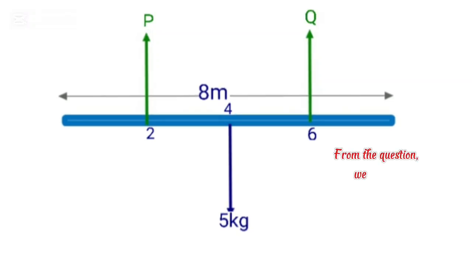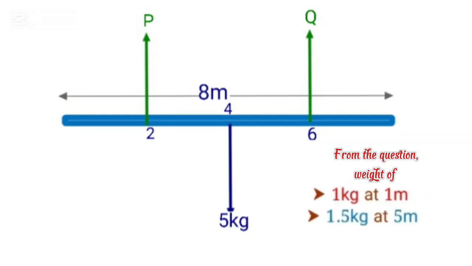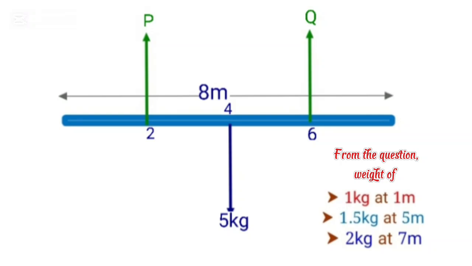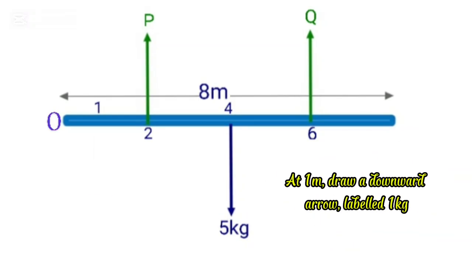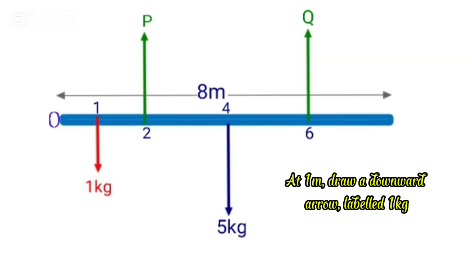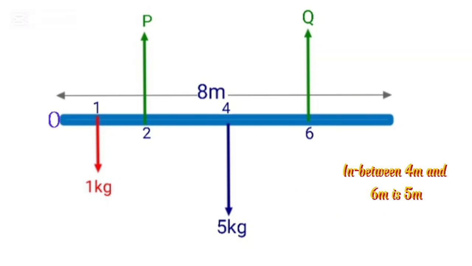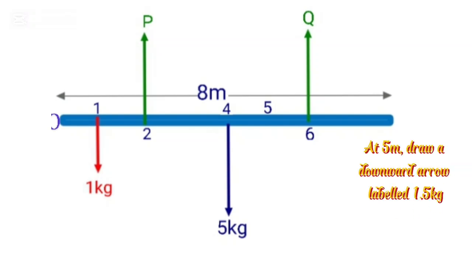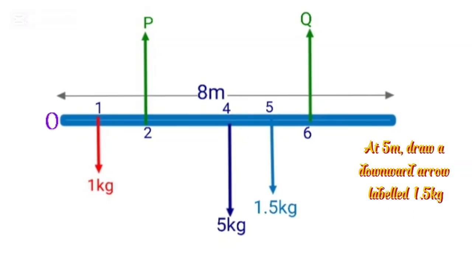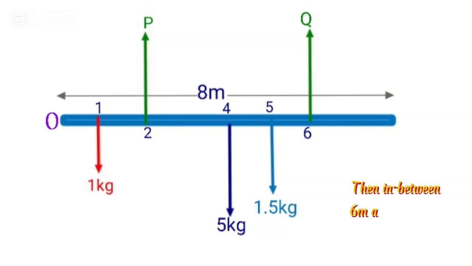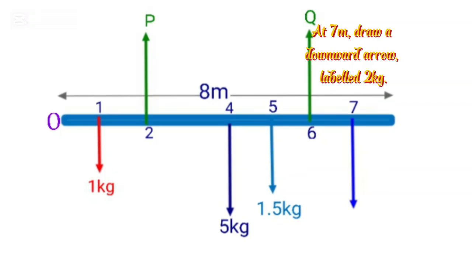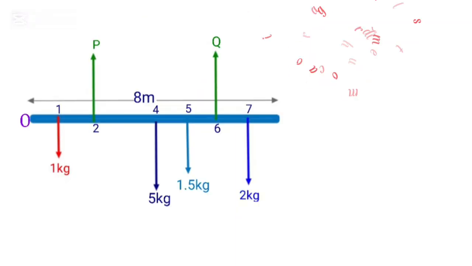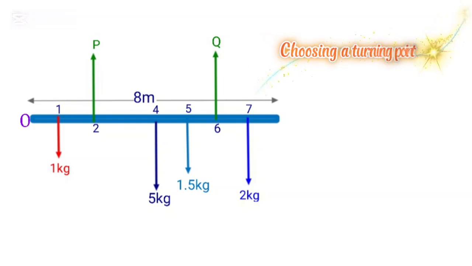From the question, weight of 1 kilogram is attached at a distance of 1 meter, 1.5 kilogram at 5 meters, and 2 kilogram at 7 meters from the same end. In between 0 and 2 meters is 1 meter. At 1 meter, draw a downward arrow labeled 1 kilogram. In between 4 meters and 6 meters is 5 meters. At 5 meters, draw a downward arrow labeled 1.5 kilogram. Then in between 6 meters and 8 meters is 7 meters. At 7 meters, draw a downward arrow labeled 2 kilogram. This completes our diagram.